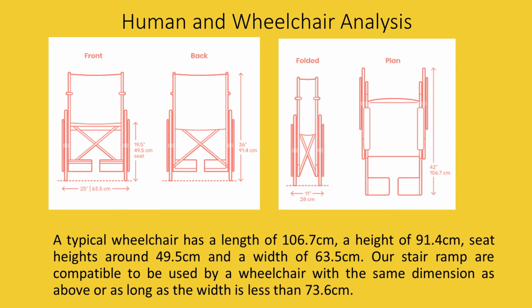For human and wheelchair analysis, a typical wheelchair has a length of 106.7 cm, a height of 91.4 cm, seat height around 49.5 cm, and a width of 63.5 cm. Our STAIR ramps are compatible to be used by a wheelchair with the same dimension as above, or as long as the width is less than 73.6 cm.